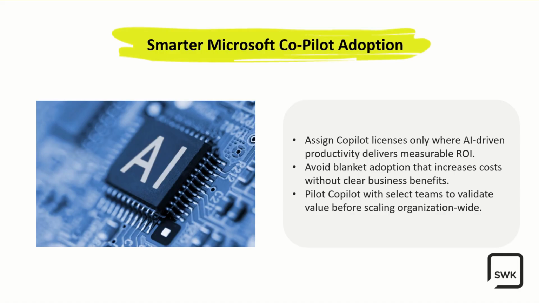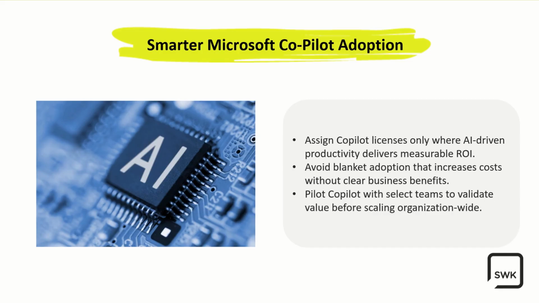Okay, transitioning back to the bullet points here. So avoid blanket adoption that increases costs without clear benefits, right? Rolling out Copilot across your entire workforce may sound appealing, but it can actually lead to overspending, right? And very quickly too. Many users will not fully utilize the AI features, which means the licenses provide little return. Instead, adopting selectively ensures you get maximum value without inflating your Microsoft spend.